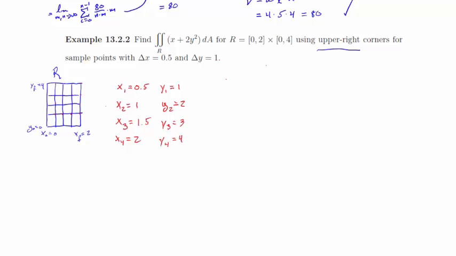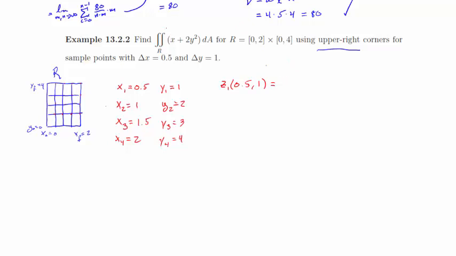So we want then the heights of each of these rectangles. If I'm looking at this little rectangle here in the bottom left-hand corner, we're using the upper right corner to find its height. So its height is going to be given by 0.5 for x, 1 for y.